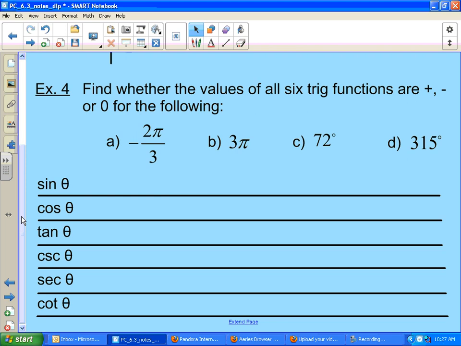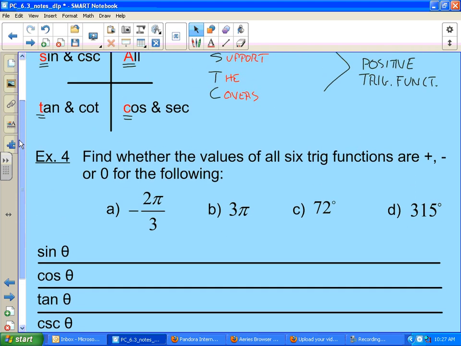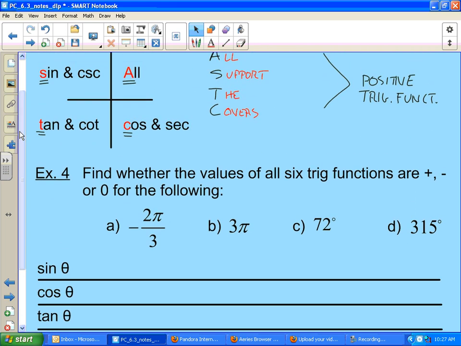So if I took negative 2 pi over 3 and multiplied it by 180 over pi, I'm going to get negative 120 degrees. Which quadrant is negative 120 in? Good, it's in the third quadrant. All right, now we can answer the question. Sine in third quadrant, all supports covers. Look at quadrant 3, sine. What is it? It's negative. So this would be a negative value for the sine of negative 120.